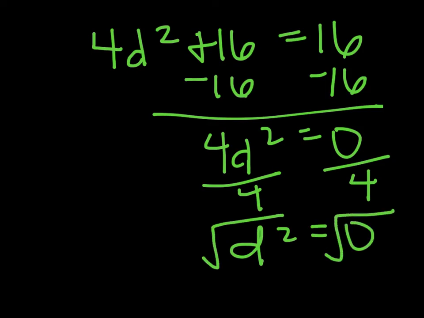Square root of both sides. Square root of d squared is d. And what number multiplied by itself gives you 0? Well, it's 0. And you would not put the positive or negative sign out front because 0 is neither positive nor negative. So your solution is just 0.